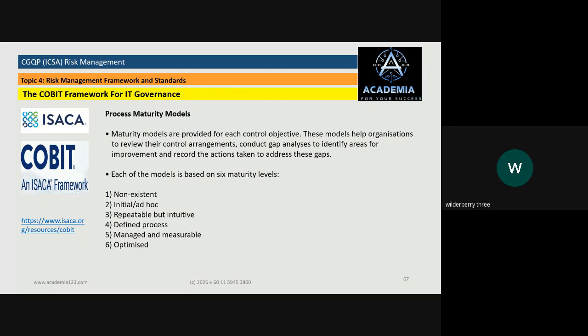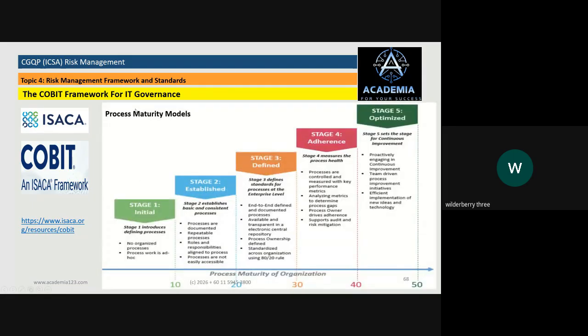Then the fourth level, the mature level, is where you have really defined processes. The fifth, even more advanced, is if you manage the processes actively and you measure them. And finally, the most advanced one is an optimized one. I put it in a graph here, with the stages a little bit modified: initial, established, defined, adherence, and optimized. Summarized in five stages, that is what a maturity model of a risk management framework is about.